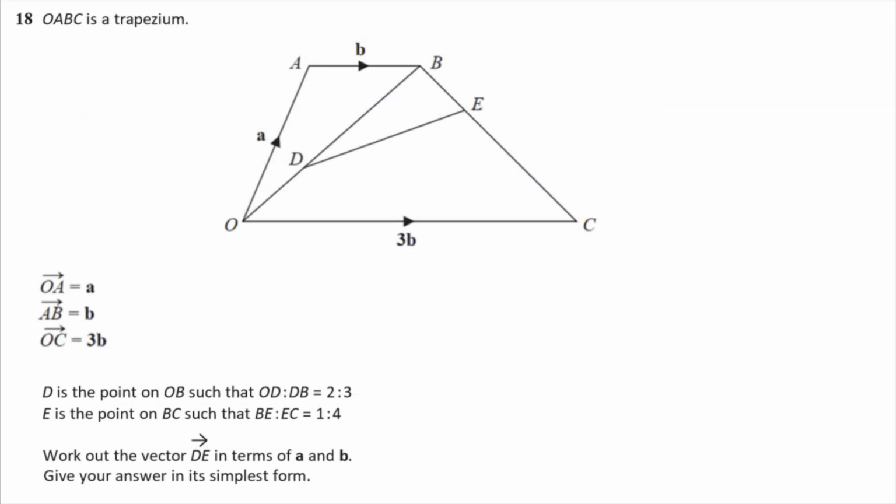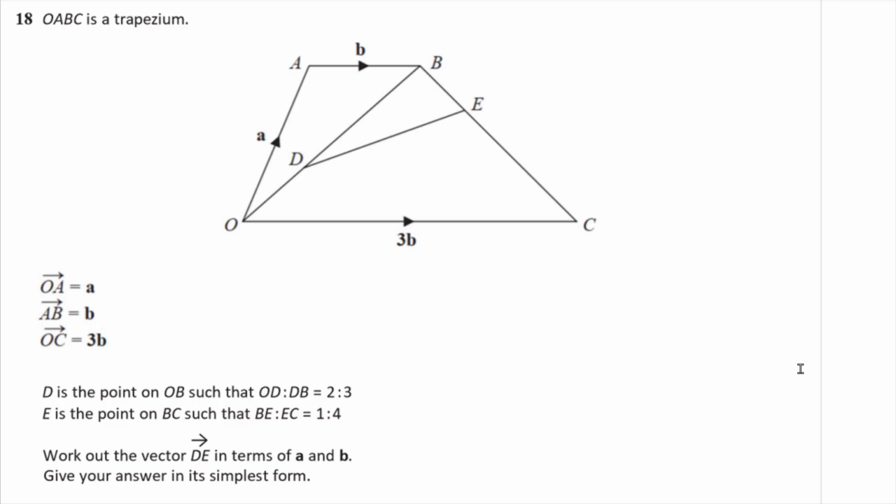Question 18, OABC is a trapezium. O to A is a, A to B is b, and O to C is 3 lots of b. D is the point on OB such that OD to DB is in the ratio of 2 to 3, and E is a point on BC such that BE to EC is in the ratio of 1 to 4. Work out the vector D to E in terms of a and b. Give your answer in its simplest form.